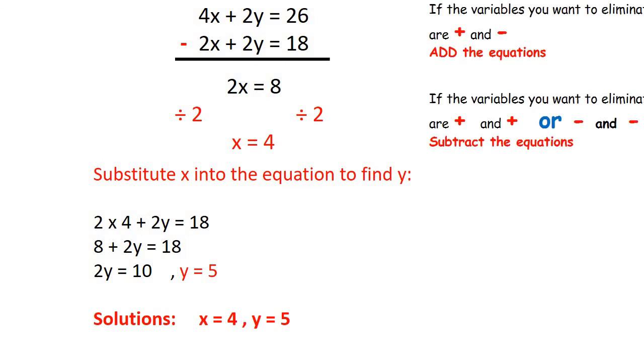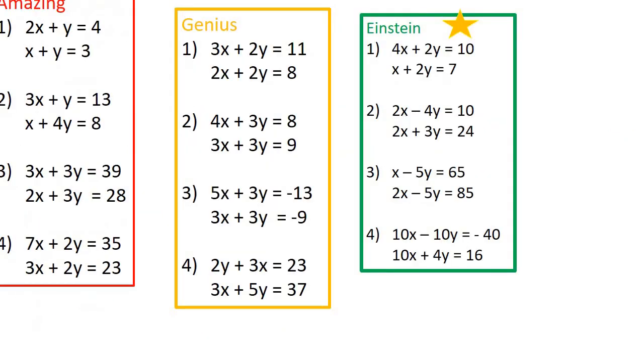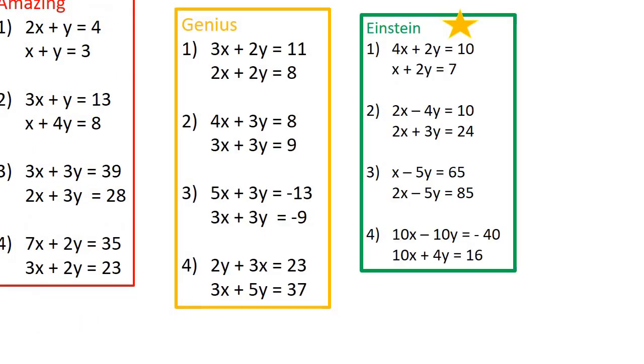In fact, I've added on to this slide. Sorry, I didn't realise that. I've added on the minus and minus here, so you can add that to your notes. And then there's 5 questions for you to do where the signs are the same. Sorry, the first set of questions is where the signs are different. This set of questions is where the signs are the same, for both the amazing and genius, and then Einstein is a mixture of both.